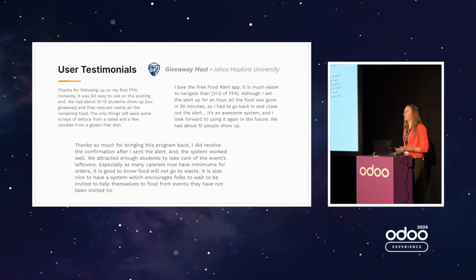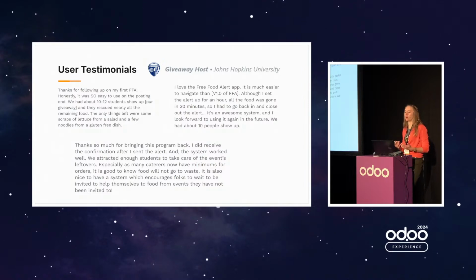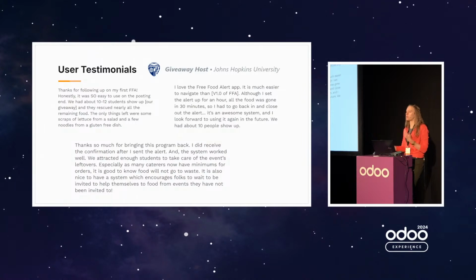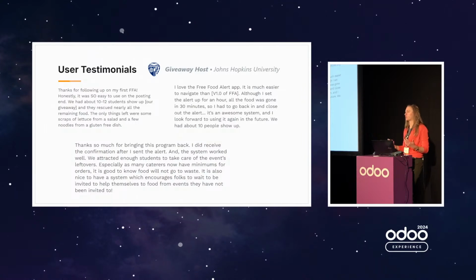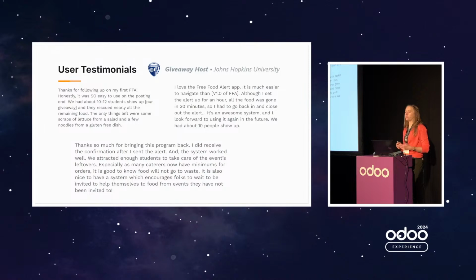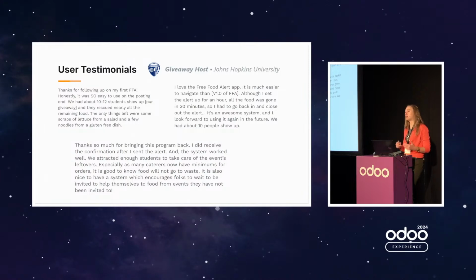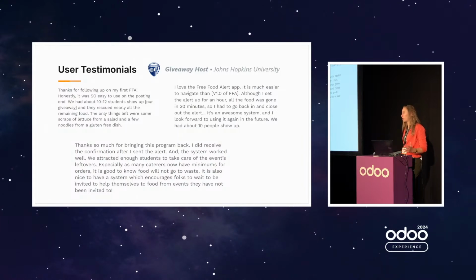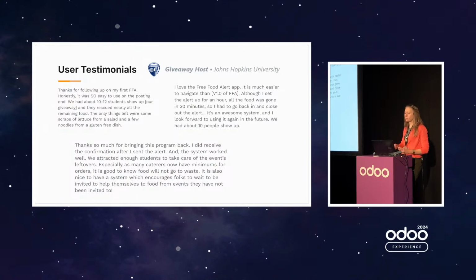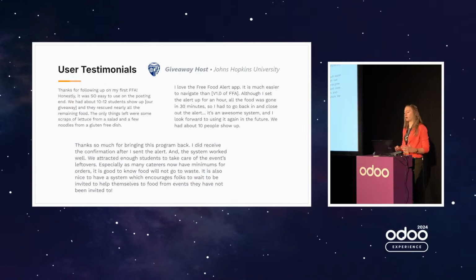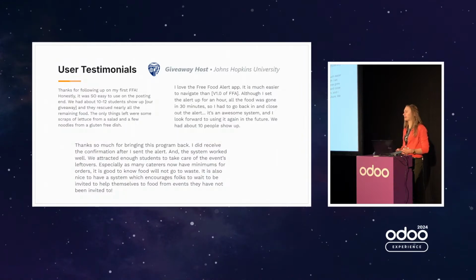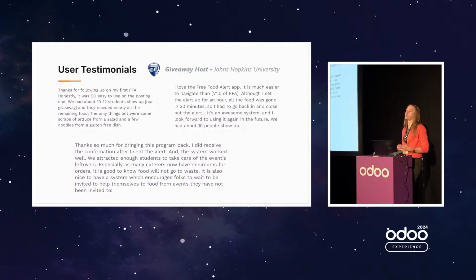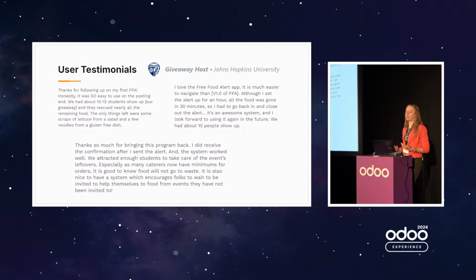I also want to highlight some of our user testimonials, in this case from the giveaway hosts from Johns Hopkins University. Like I mentioned earlier, we've been running this program now, the relaunched version of Free Food Alert, on Odoo for over 1.5 years now, and we've had 0 food safety related incidents and only positive feedback from all of the hosts. And as you can see here, a lot of people really love our app and how easy it is to navigate, how easy it is to post an alert, and how big of an impact they can make with so little effort at the end of their events.